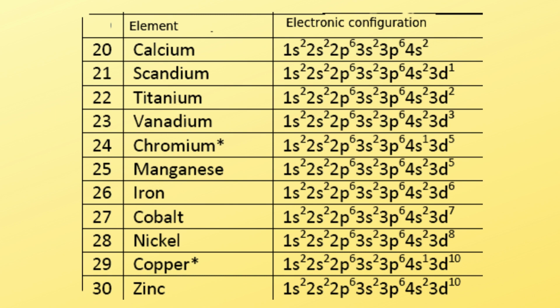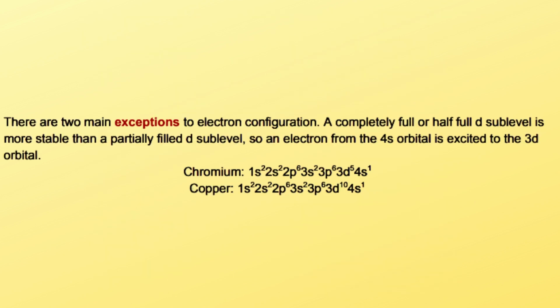So scandium, titanium, vanadium, chromium. In the case of chromium, actually when you write, the configuration becomes 4s2, 3d4. So here there is an exception, and I will talk about that. So chromium and copper, you can see these two are given a star here. That means these two are exceptional cases. We'll see that now. There are 2 main exceptions to electronic configuration.